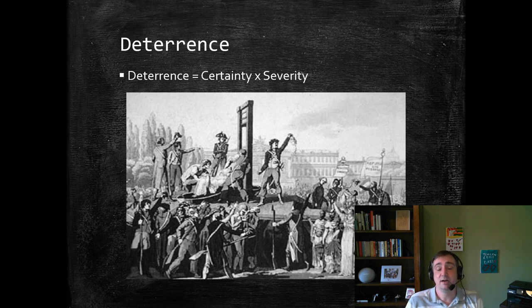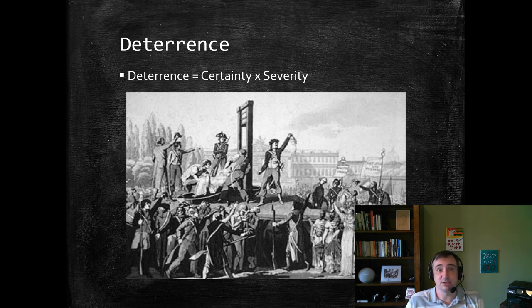But generally, the severity for speeding is also very low. You pay a fine, which for people with less money, the severity is increased. But still, it's not long-term imprisonment. It's not the death penalty or something along those lines. And so we can see the deterrence of our rules about speeding is very low because the certainty and the severity are low. And so that's just an example to show how these two concepts interrelate.